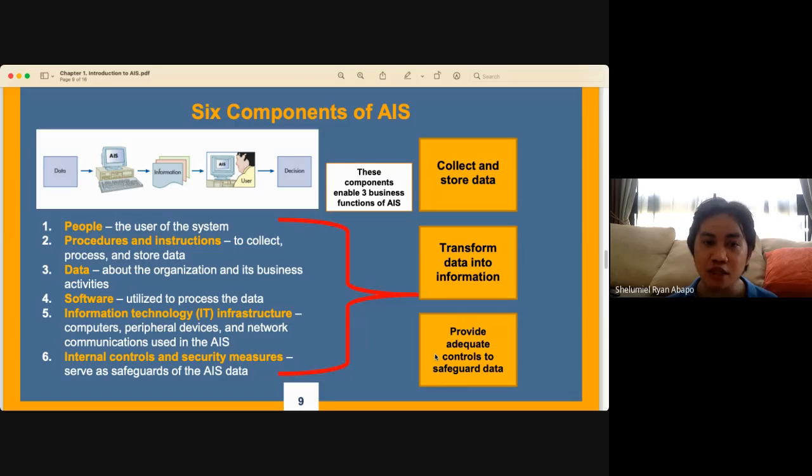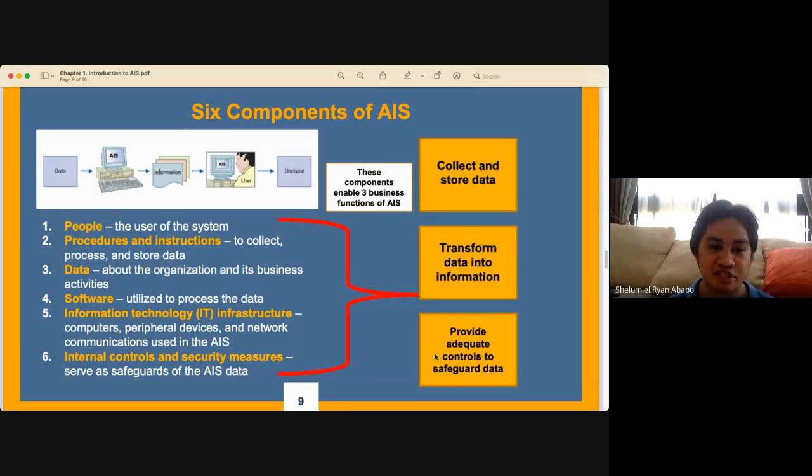Now the second one would be procedures and instructions. In an accounting information system, whether manual or automated, it actually involves procedures and instructions. It involves certain rules that have to be followed. In fact, in a manual setup, you're following an ancient, medieval rule, which is the double entry method, right? That is still a rule. That is still an instruction. In an automated accounting information system, it will involve a computer program, but anchored on a traditional or much more classical accounting process or accounting recording.